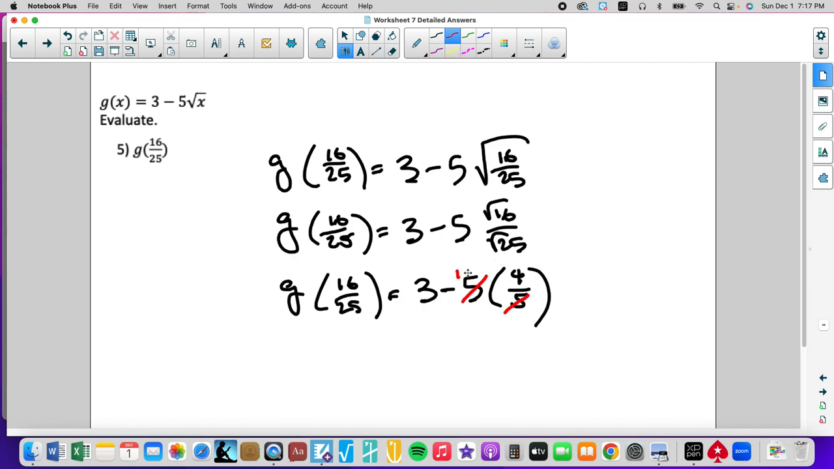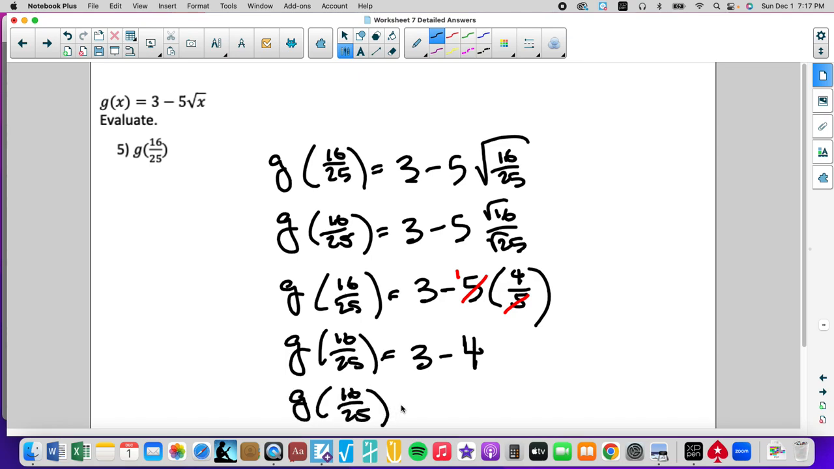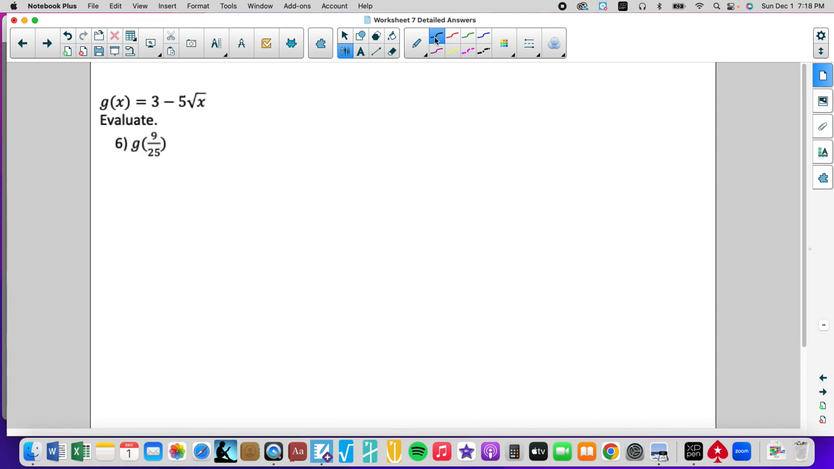I'm going to cross cancel. So g of 16 25ths equals 3 minus 1. Oh, that's a 1 down there. So it's actually 3 minus 4. And then g of 16 25ths equals negative 1. Not bad, right? Let's show the canceling. 5 goes into 5 once. 5 goes into 5 once. You have negative 1 times 4 is negative 4. That's what's going on there.